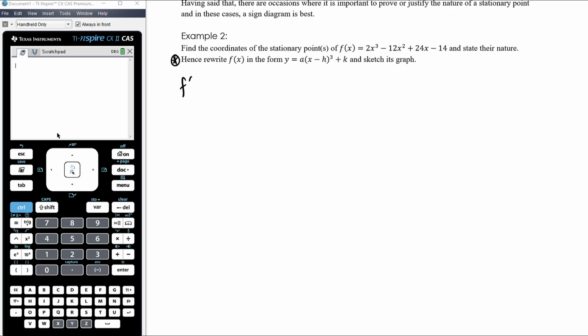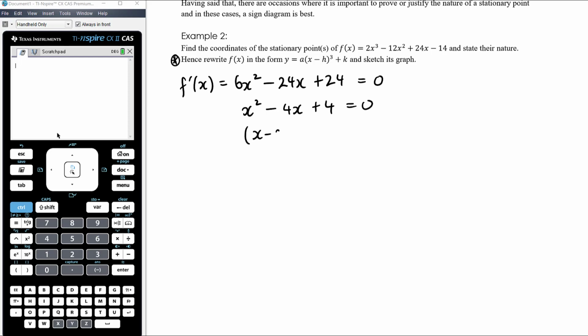Okay, so f dash x, we're going to need the derivative for the stationary points, is going to be 6x squared minus 24x plus 24, and that has to equal 0 for the stationary points. We've got a nice common factor of 6 there. Let's divide everything by 6, so that's going to be x squared minus 4x plus 4 equals 0. Okay, and that factorizes, that's x minus 2 all squared, and so x minus 2 equals 0, and so x equals 2. Okay, find the coordinates of the stationary points.